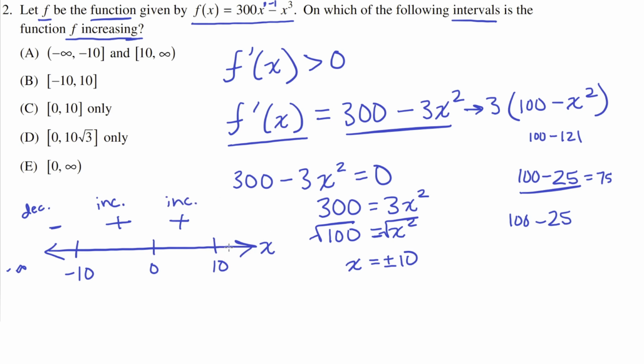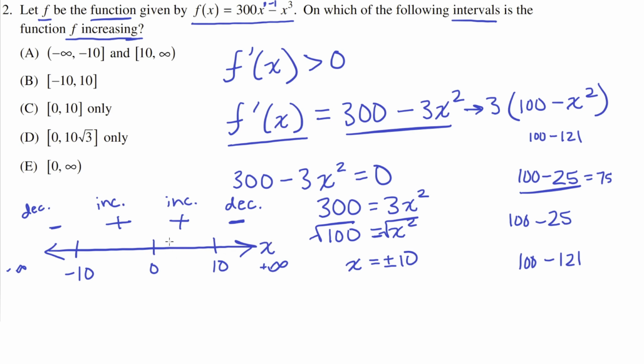Now let's plug in something between 10 and positive infinity. Let's do 11. So 11 squared is 121, and 100 minus 121 is going to give us a negative number. And when we multiply that by 3, it's still going to be a negative number. So since the derivative of f of x is negative from 10 to positive infinity, our f of x is decreasing in this interval.